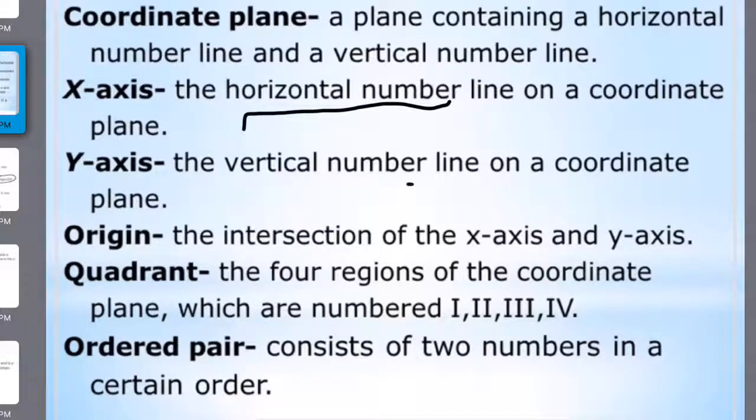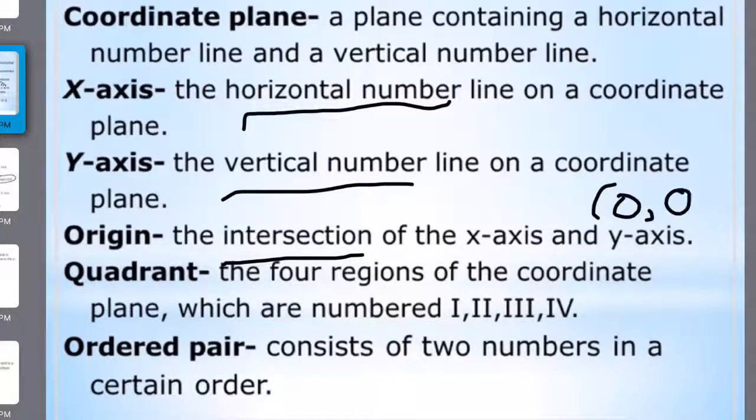The y-axis is your vertical number line. The origin is where x and y intersect. It is also ordered pair 0, 0. There are 4 quadrants on a coordinate plane. They are numbered I, II, III, and IV. Remember, these are Roman numerals for quadrant 1, 2, 3, and 4. Also remember, quadrants are numbered counterclockwise.